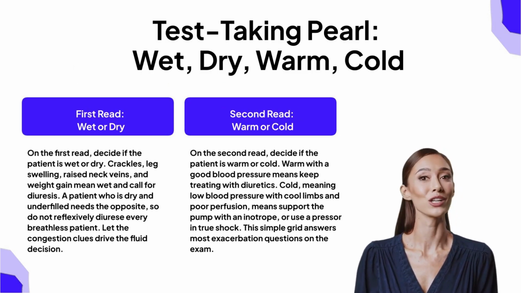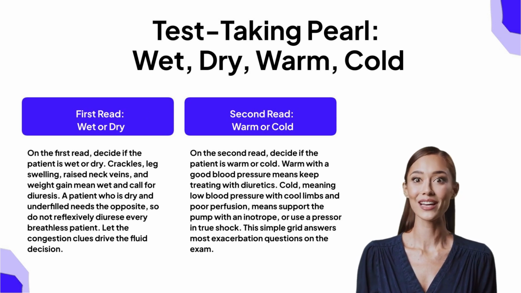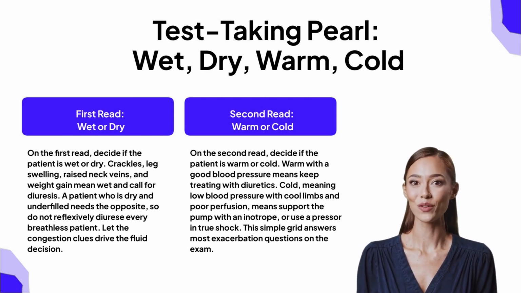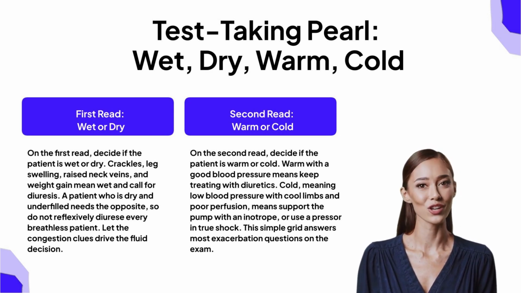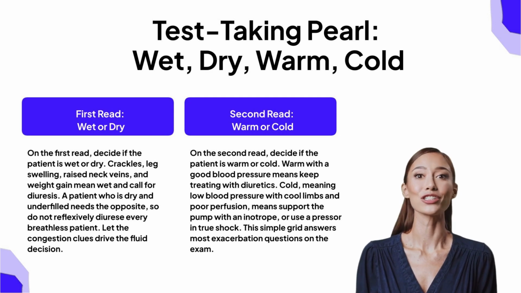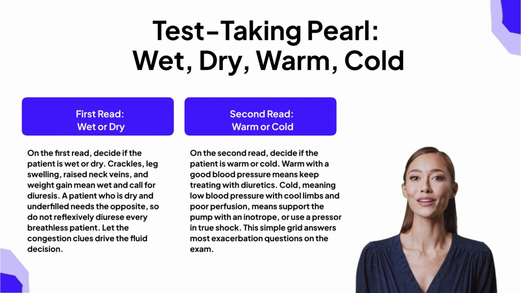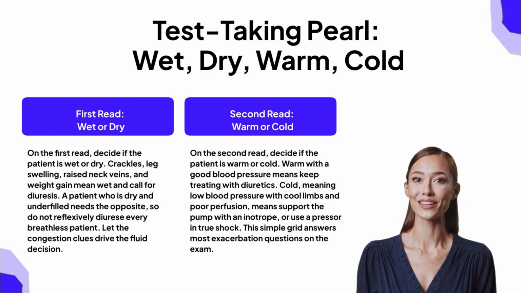Here is the single pearl that ties this whole topic together, and it is the wet, dry, warm, and cold framework. On your first read of any exacerbation stem, decide whether the patient is wet or dry. Crackles, leg swelling, raised neck veins, and weight gain mean wet, and that calls for diuresis. A patient who is dry and underfilled needs the opposite, so do not reflexively give a water pill to every breathless patient. Let the congestion clues drive the fluid decision.